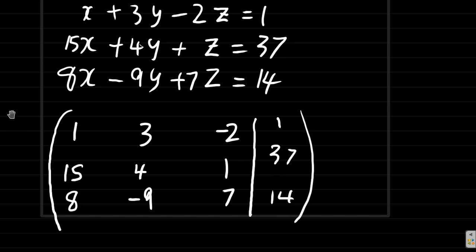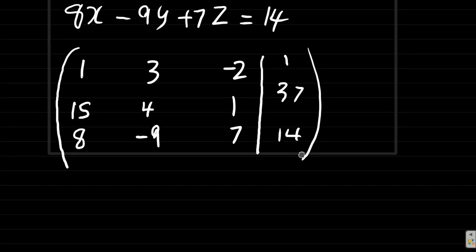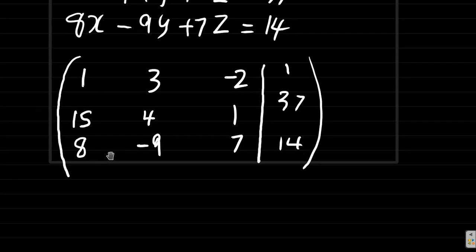Now, your aim is to work so that in row 2 and 3, remember this is row 1, row 2, row 3, row 2 and 3 will have a 0 over a 0. Alright?